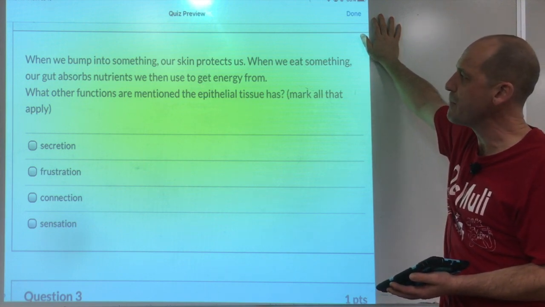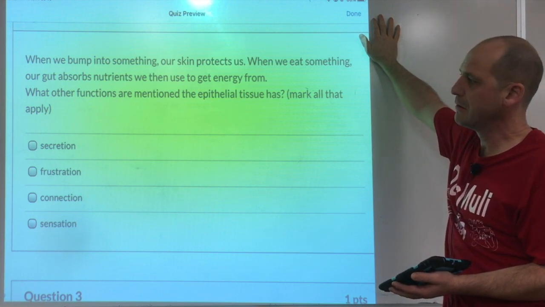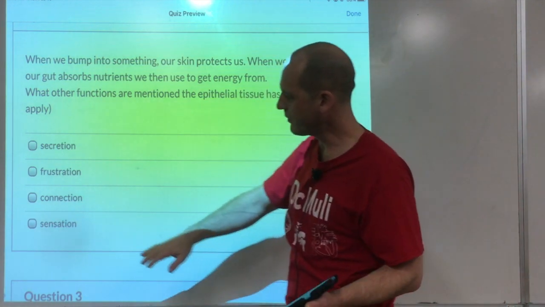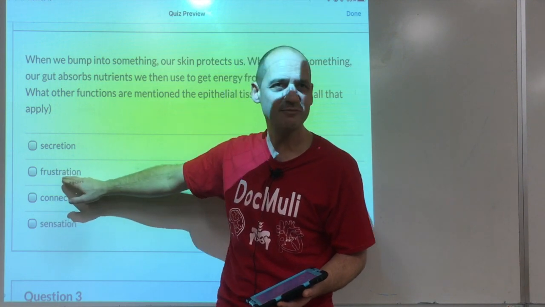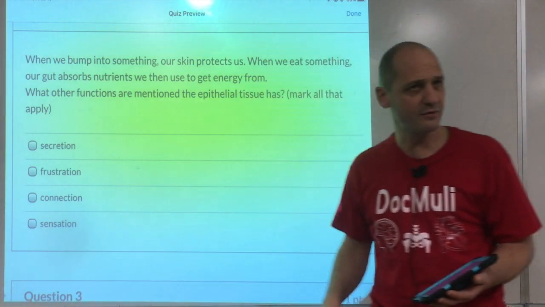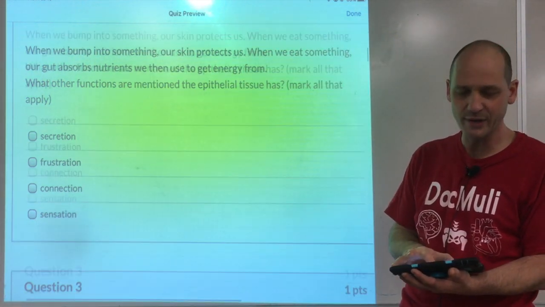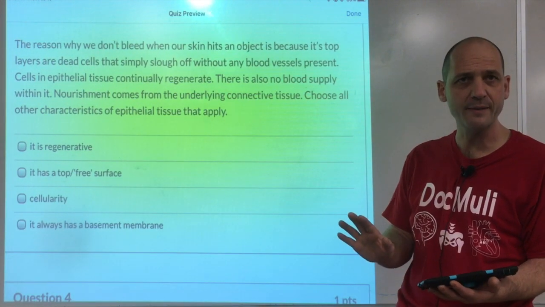What other functions are mentioned that epithelial tissue has? Secretion and sensation. Frustration, of course, that's what we get, but that's a nervous system function. Connection will be connective tissue. That's why connective tissue is called connective tissue. It connects things together. So far so good, huh?